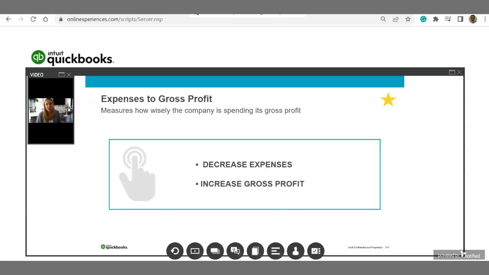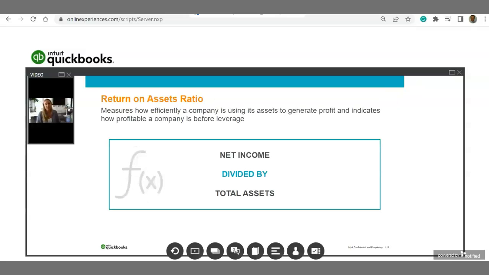So to improve this ratio, obviously you want to aim at decreasing expenses or increasing gross profit. Next, we're going to look at the return on assets ratio. That is going to compare profit, net income, to assets. And it measures how efficiently a company is using its assets to generate profit. So return on assets, you'll hear people talk about that a lot. That's calculated by taking the net income from the P&L and dividing it by total assets.